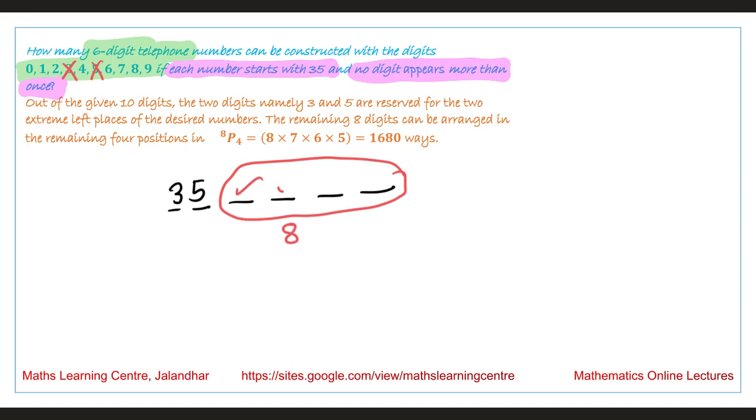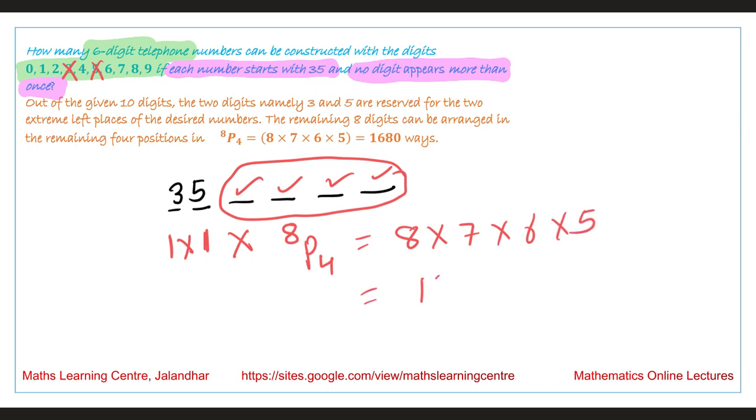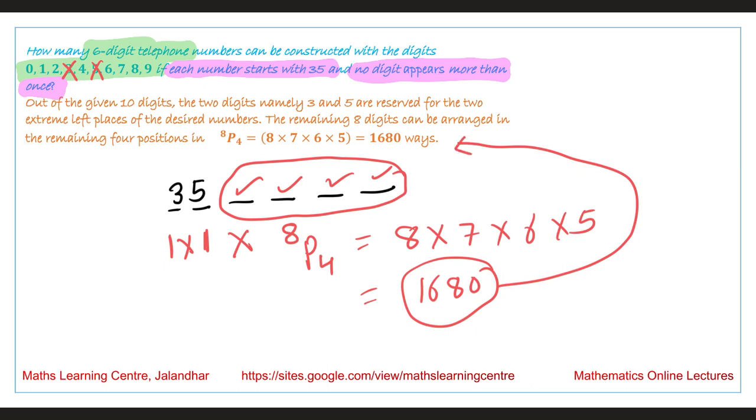The number of places we have to fill, it is 4. So we have to choose 4 numbers out of these. So we are saying the number of ways we have, it is 8p4. For the first digit we have 1 option. For the second place we have 1 option. For the rest of these 4 places we have 8p4 options, that is equal to 8 into 7 into 6 into 5, that is equal to 1680 ways. We are having 1680 ways.